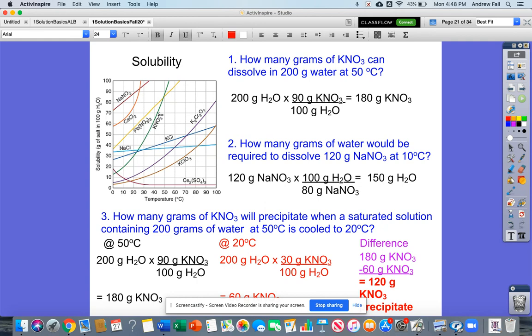Now, there is a third type of solution that can form, and that's called a supersaturated solution. A supersaturated solution has more solute in it than it should theoretically be able to hold, and that results from cooling a saturated solution. If we look at potassium nitrate, at 50 degrees, you can dissolve 90 grams of potassium nitrate in 100 grams of water. However, if you drop the temperature down to 20 degrees, you can get only 30 grams.